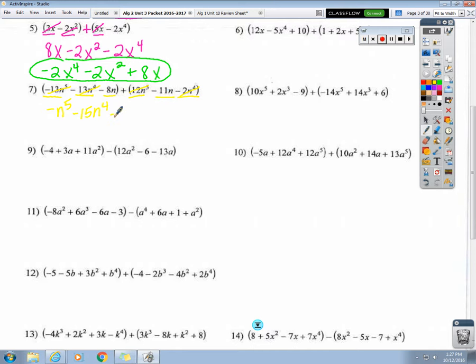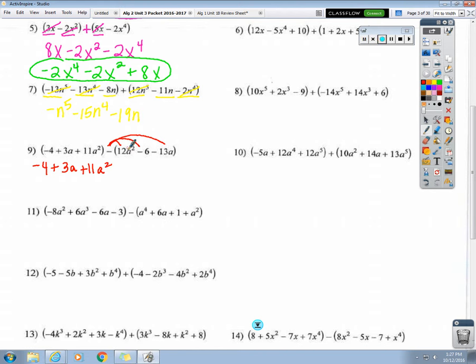That makes negative 19n. Is that in standard form? Yes. Okay, let's look at number 9. What do I have to do first on number 9? Correct. Distribute the negative. That does not affect this first trinomial. It stays negative 4 plus 3a plus 11a squared.